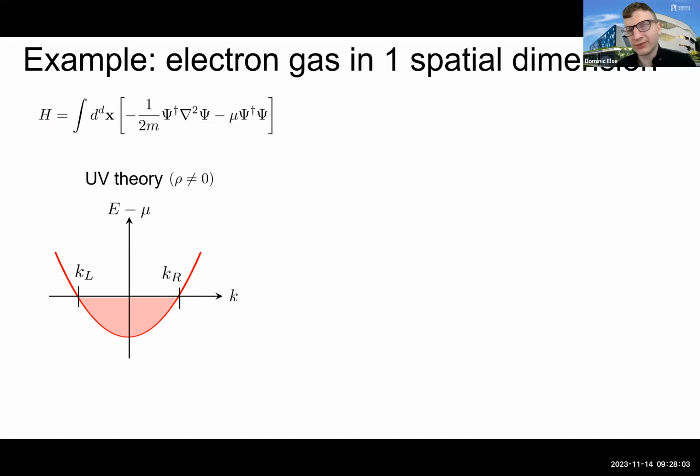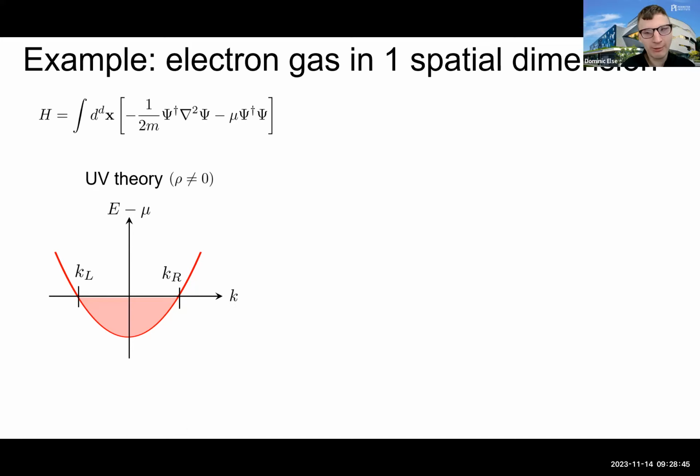I'll illustrate this in this simple example of an electron gas in one spatial dimension. You could just start with the Hamiltonian of non-interacting electrons in one spatial dimension. If it's non-interacting, we can solve it exactly, even in the UV. And so we know that you have this dispersion relation for the single particle states. Then since you have some non-zero charge density, you have to fill up some single particle states. The Fermi surface in a 1D system is just 2 points, k_L and k_R.